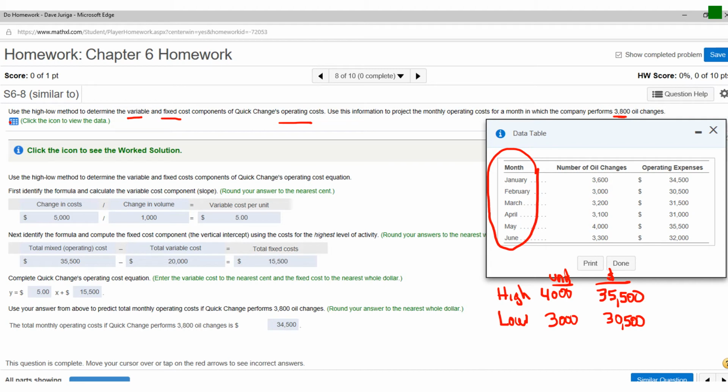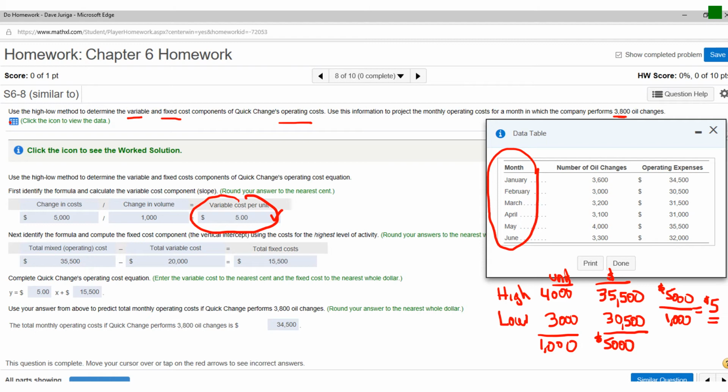So the first thing we do, once you have identified the high point and the low point, is you take the difference. So what we're doing is we're establishing the range. So 4,000 minus 3,000 would give you 1,000, and 35,500 minus 30,500 would give you 5,000, and that's dollars. So once you've taken the difference there, then what you do is you divide. You take the $5,000 difference, divide by the 1,000 difference of volume, and that's going to give you $5 per unit. So up here, that's going to be called your variable cost per unit.